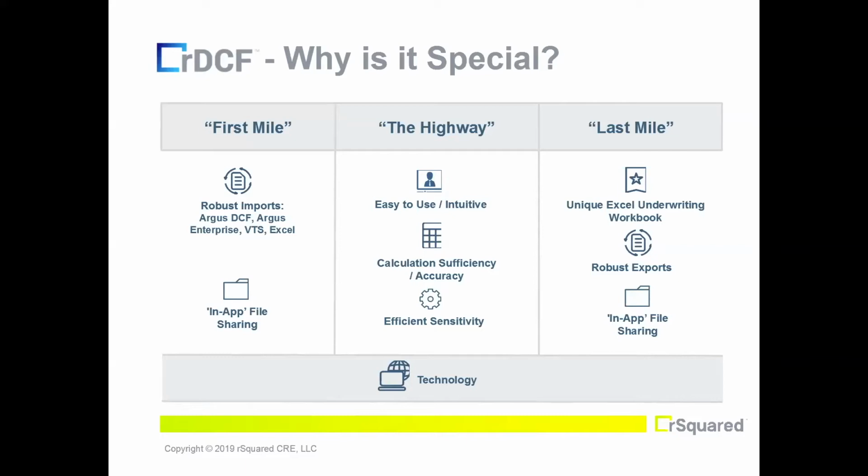The first mile refers to how easy it is to onboard someone to rDCF and to get them to be productive. And our reLogic DNA gave us a lot of experience integrating with a wide variety of CRE software, the likes of VTS, Yardi, MRI, JD Edwards, back in the day, Dyno, before that Project, all manner of Excel and custom databases, and most importantly, our Argus DCF and our Argus Enterprise import capabilities. Simply put, we have the most robust import capabilities in the marketplace.